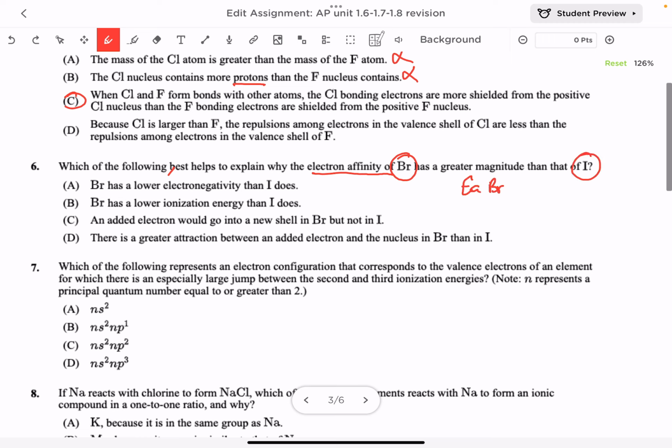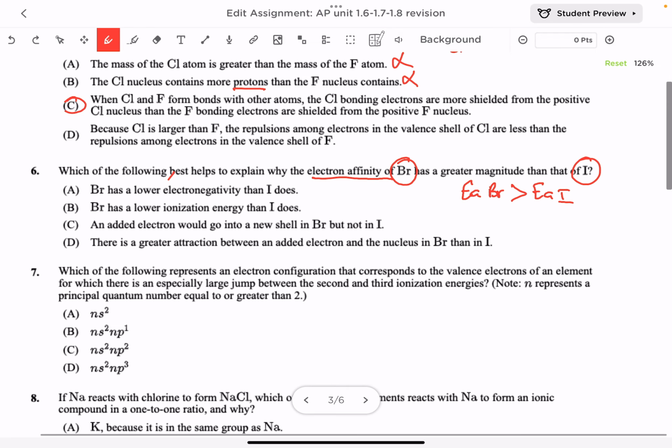EA of Br has more magnitude than the EA of I. Br has a lower electronegativity than I. In the periodic table, I have F, followed by Cl, Br, and I. So the electronegativity increases as I go up. So Br has a lower electronegativity than I.